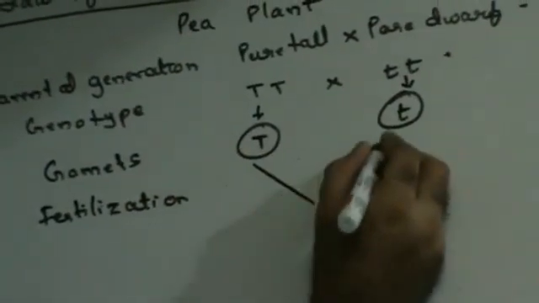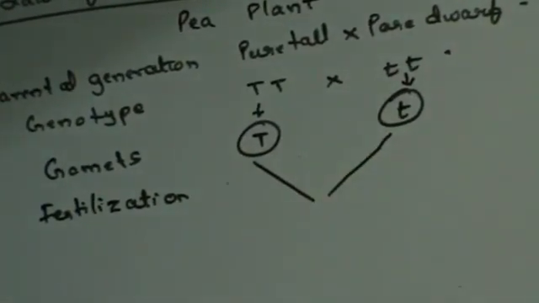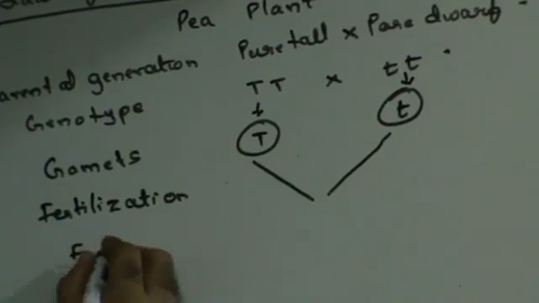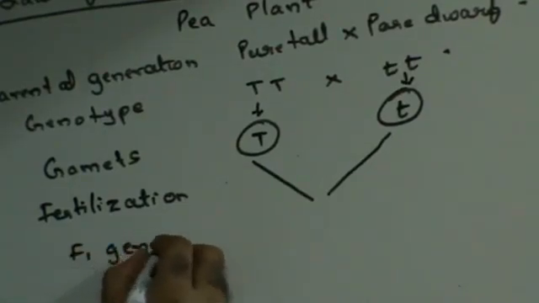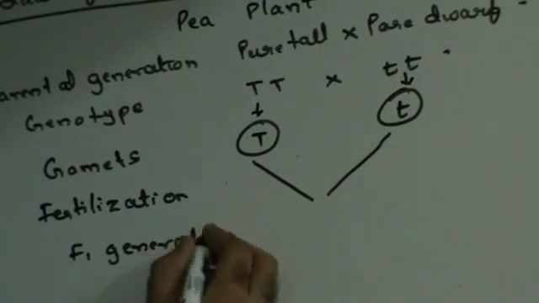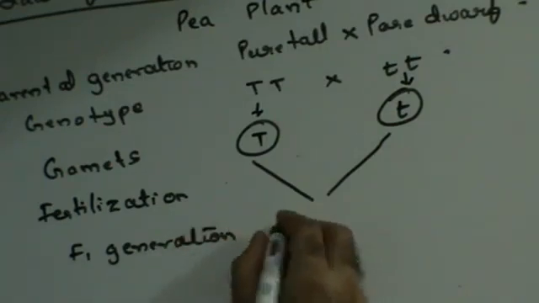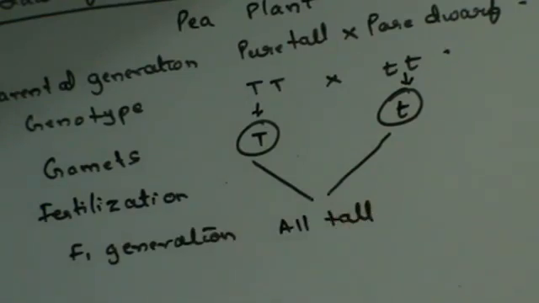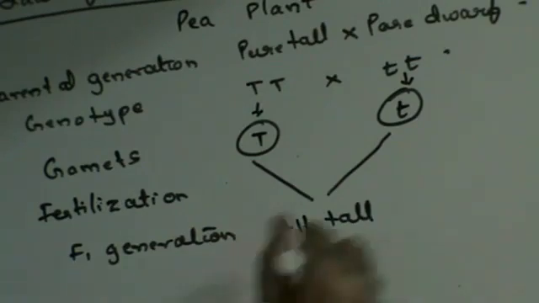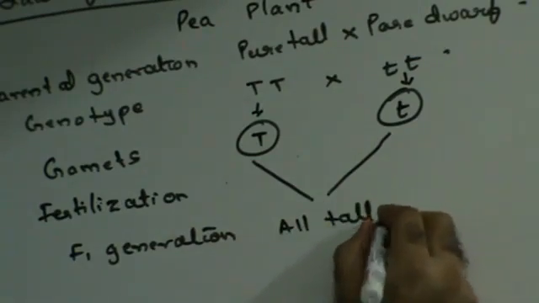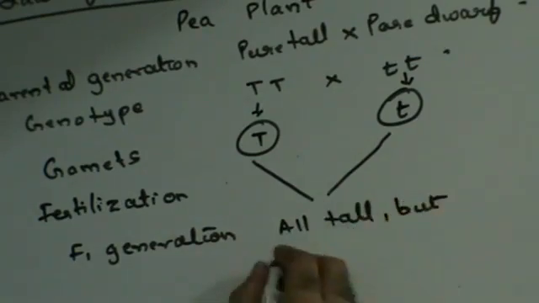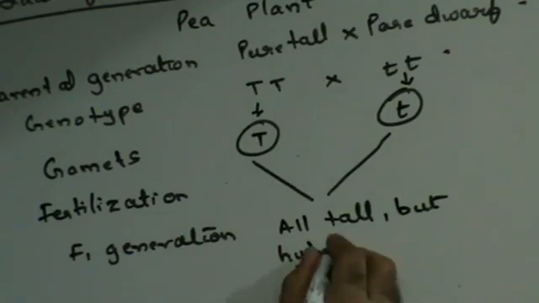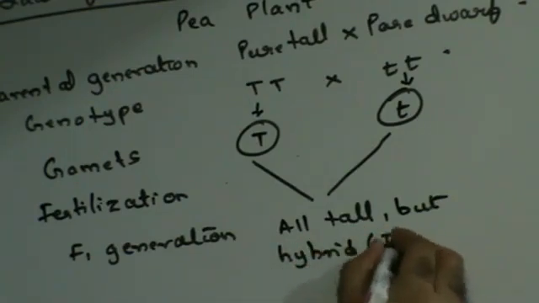between these two, I will get the F1 generation. The F1 generation would be all tall, right? So in which case the phenotype would be tall, but with hybrid seeds. Hybrid as in Tt seeds.